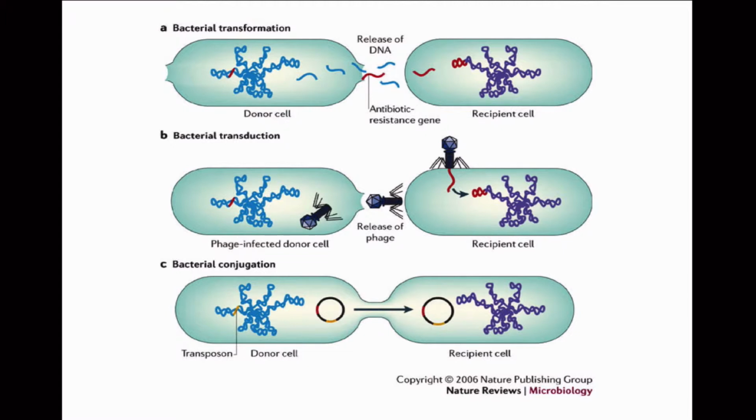And then there's bacterial conjugation. And what happens here is the two cells get very close to each other. Their cell membrane fuses, and then part of the DNA can move from the donor cell into the recipient cell.